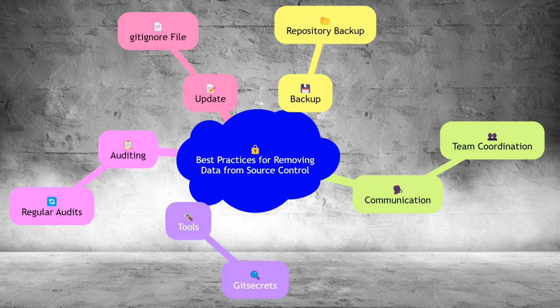When removing specific data from source control, it is important to follow best practices to ensure the process is effective and secure. Always back up the repository before making any changes. Communicate with your team about the changes to avoid confusion. Use tools like Git Secrets to prevent sensitive data from being committed in the first place. Regularly audit the repository for sensitive data and update the .gitignore file as needed. Following these best practices can help maintain a secure and efficient source control environment.